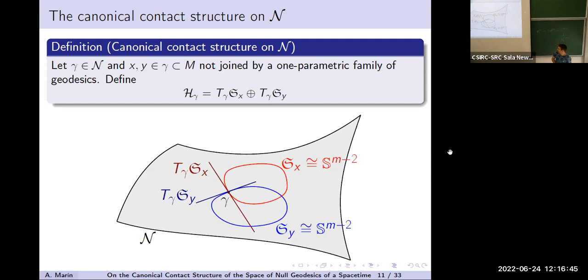Let me show you another picture. I have my space of null geodesics. I have my point gamma, which is a geodesic in my spacetime. And then I have 2 points, x and y, whose skies are here depicted in red and blue. They intersect at gamma. I take their tangent spaces, add them up, and I get the contact hyperplane.